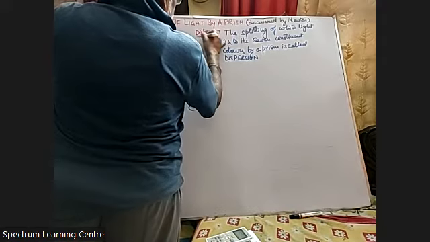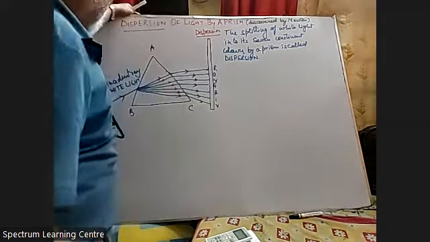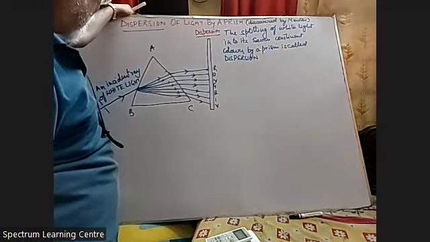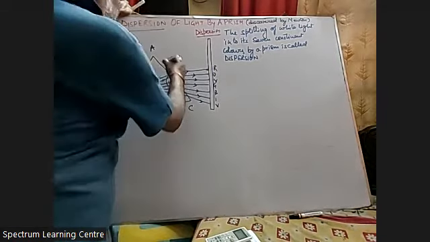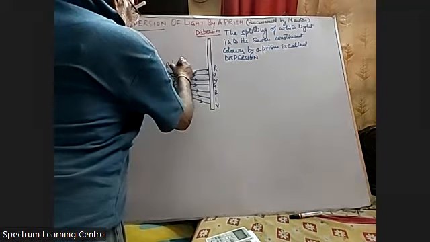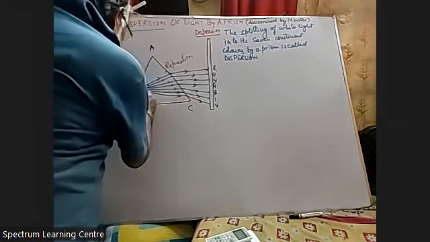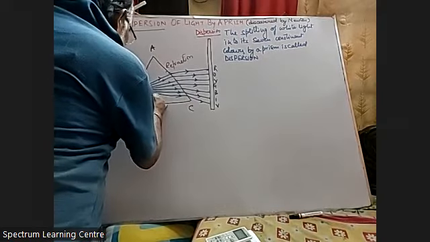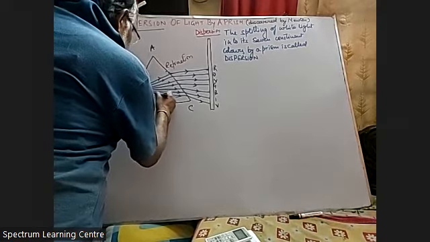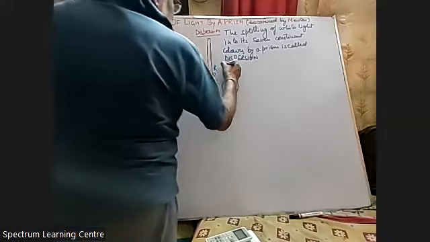Now, the question is, what is happening at face AC? Nothing, only refraction is taking place here. Here, it is dispersion. Now, what is the cause of dispersion?